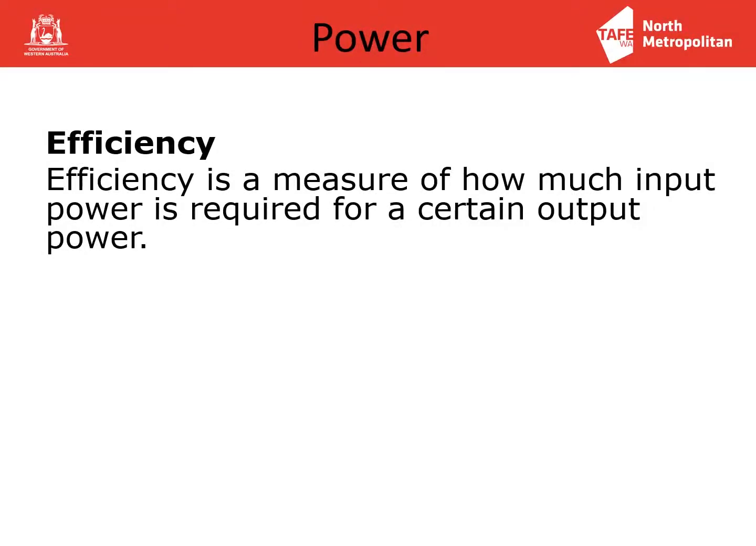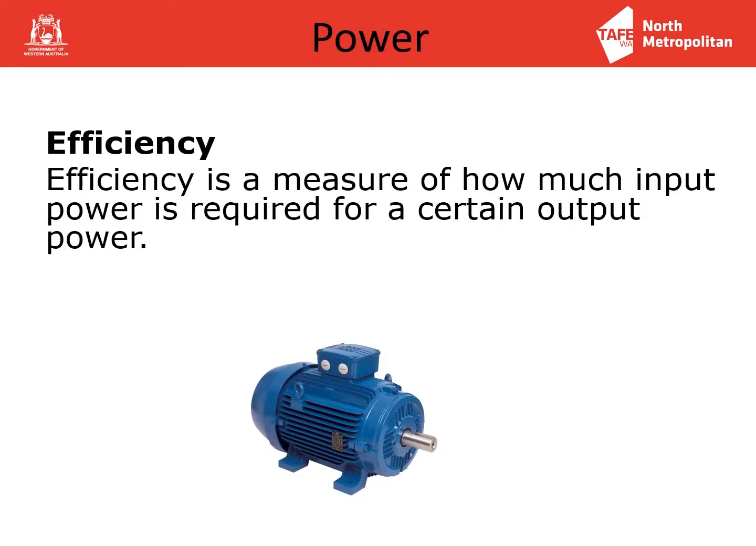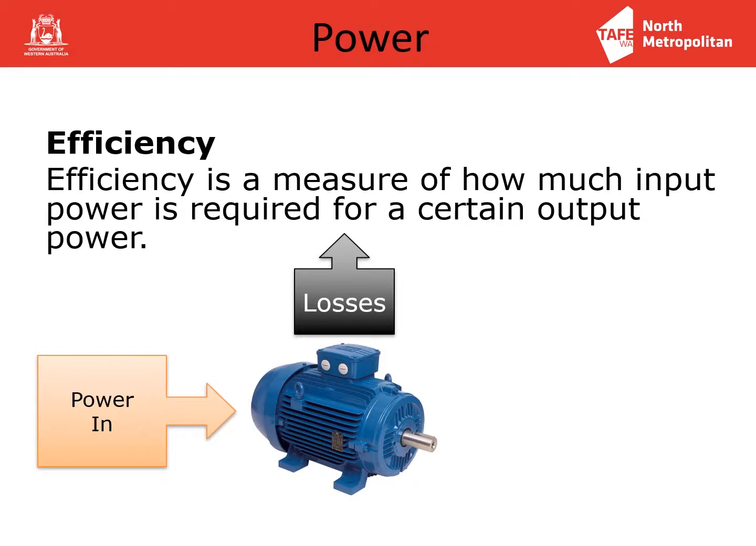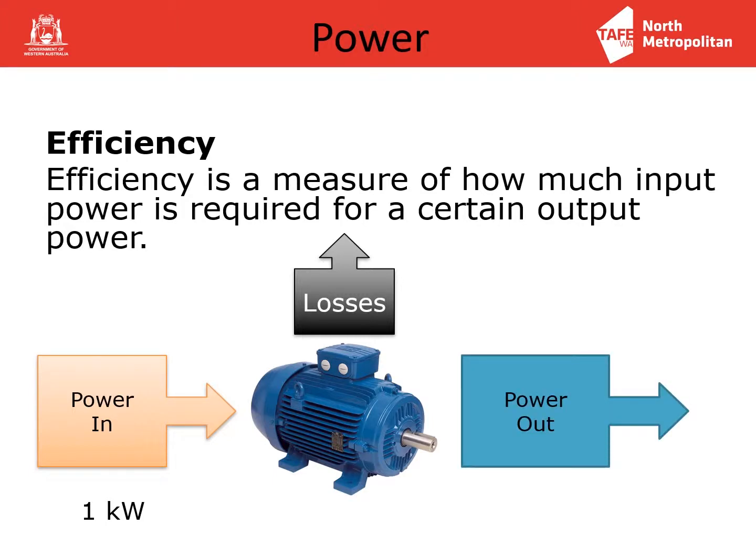Efficiency is the ratio of output power to input power expressed as a percentage. When a device transforms energy from one form to another, some of the energy produced is unwanted. In the case of an electric motor, we may provide a power of 1 kilowatt input. We measure the mechanical power out and we get 750 watts. The other 250 watts is what we call losses. This could be in the form of heat, noise, stray magnetic fields, and vibration.